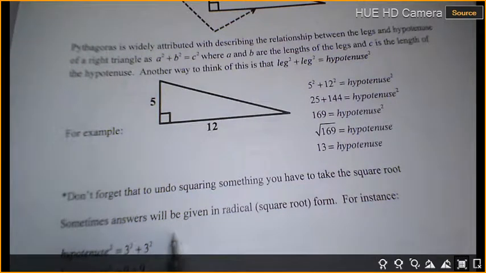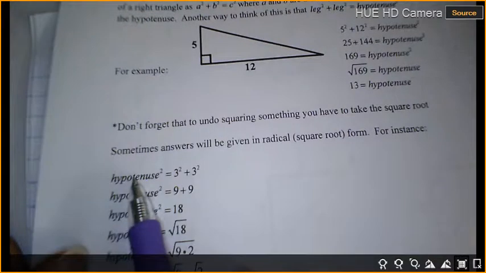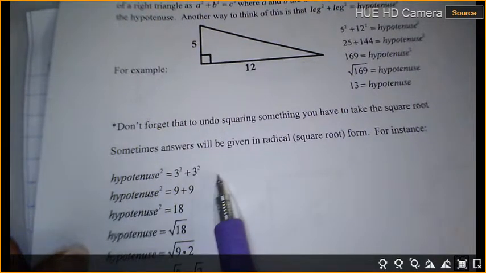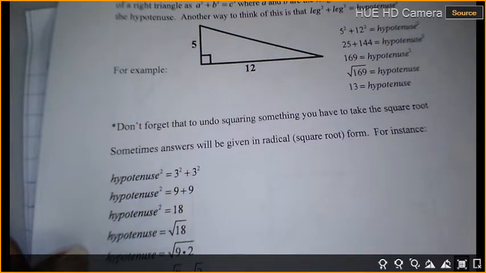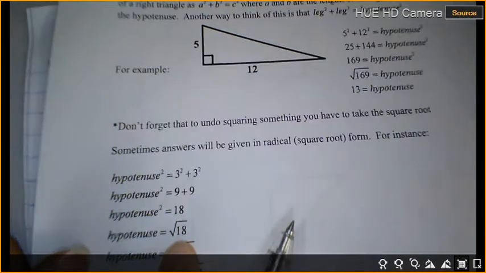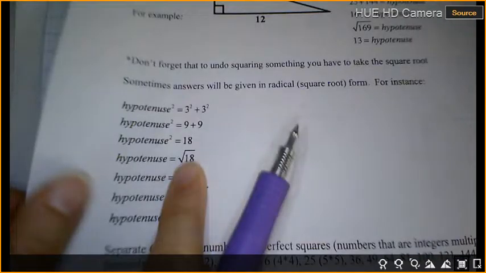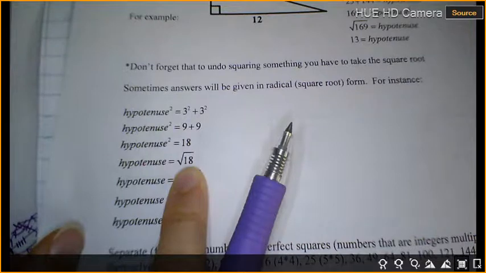Sometimes answers will be given in radical form, square root form. For instance, hypotenuse squared equals 3 squared plus 3 squared. So 9 plus 9 equals hypotenuse squared. Hypotenuse squared equals 18, square root. So if we take the square root of 18 and put it in our calculator, it gives us a decimal, right? And it's a really long decimal. So instead, we're going to make it in simplified form.